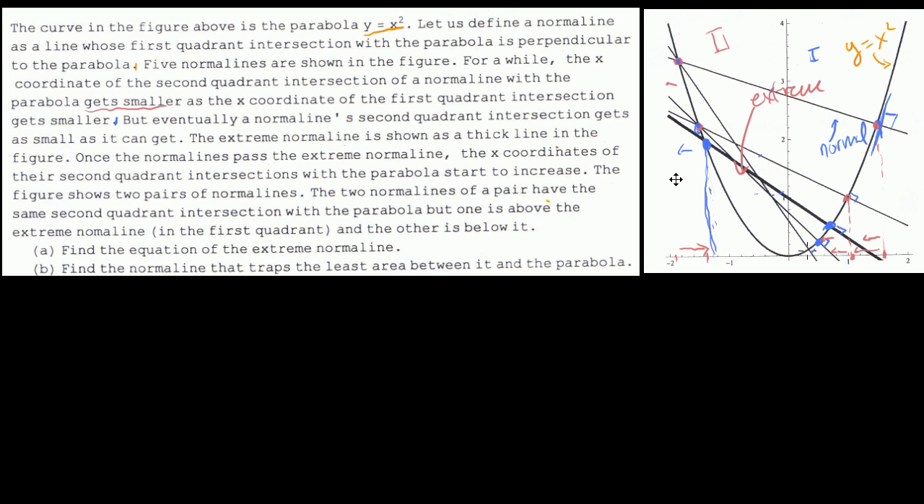And you could think of the extreme case. If you draw the normal line down here, your intersection with the second quadrant is going to be way out here someplace. Although it seems like it's kind of asymptoting a little bit. But I don't know. Let's read the rest of the problem.